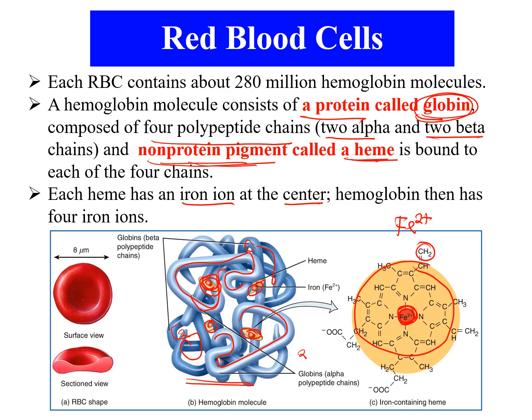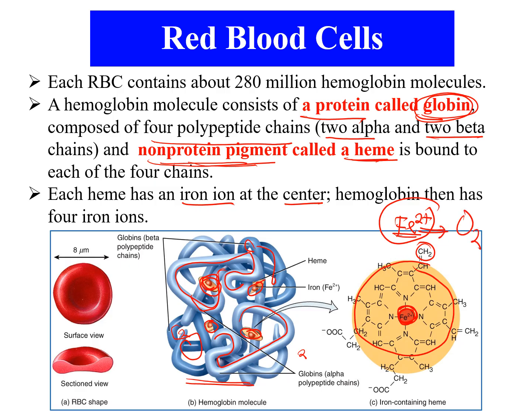So because we have got 4 heme molecules that are attached to 4 polypeptide chains of the globin, this means we're going to have 4 iron ions in each hemoglobin molecule. So every hemoglobin molecule has 4 polypeptide chains, 4 heme, 4 iron ions. These iron ions that are present in heme bind with oxygen reversibly.